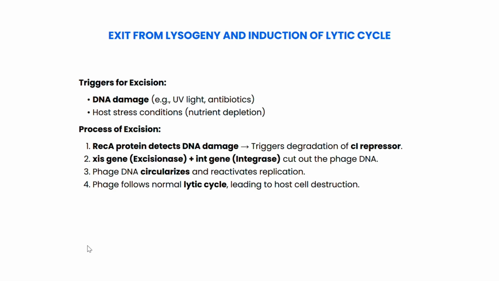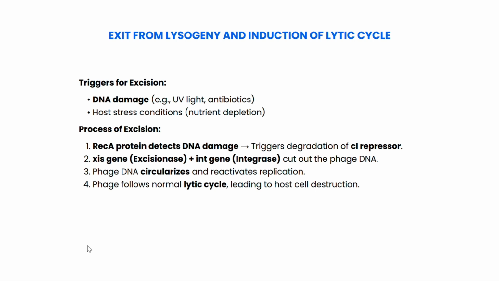Lysogeny is not permanent. Under specific stress conditions, lambda phage can wake up and re-enter the lytic cycle. But what triggers this switch? One of the major triggers is DNA damage, which can be caused by environmental factors like UV radiation, antibiotics, or chemical stress. When bacterial DNA is damaged, the bacterial SOS response is activated, which also signals to the phage that conditions are no longer safe. A protein called RecA detects the DNA damage and triggers the degradation of CI repressor. This means lytic genes previously suppressed are now activated.